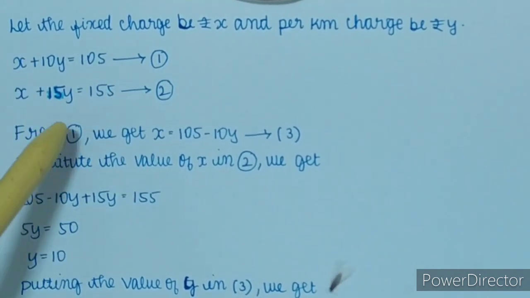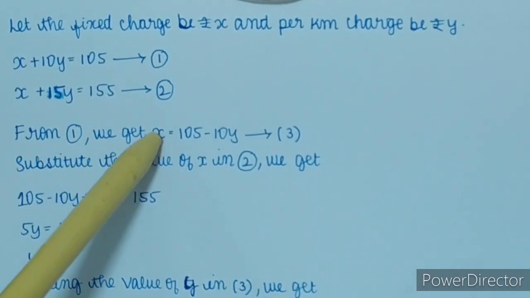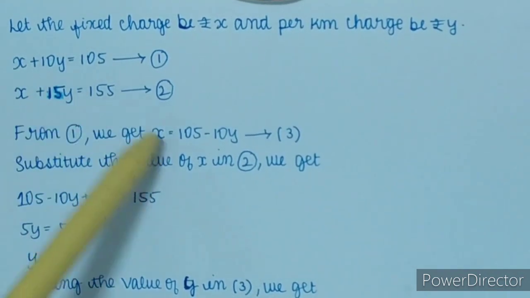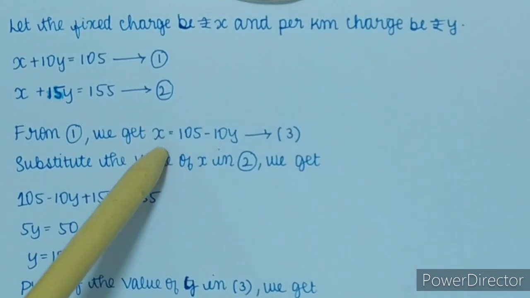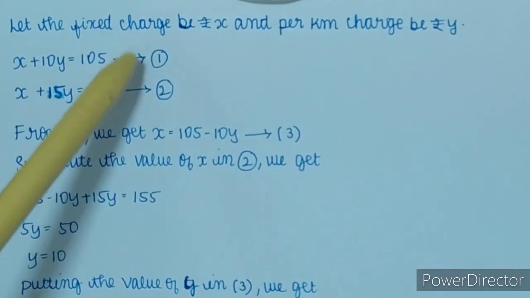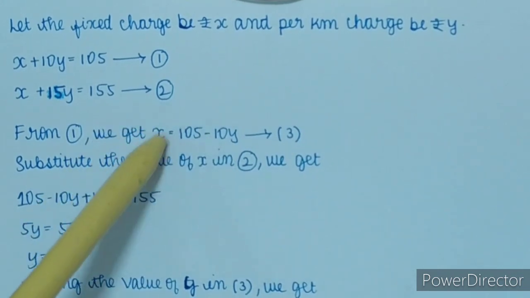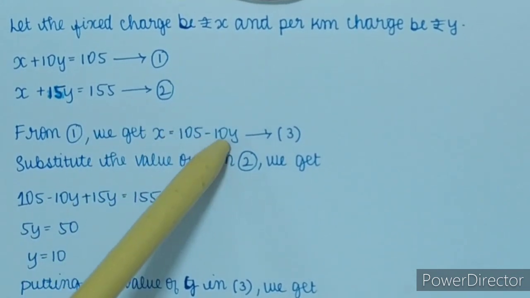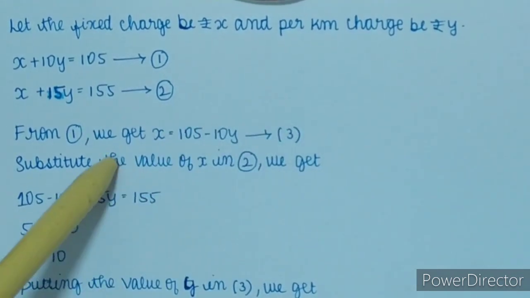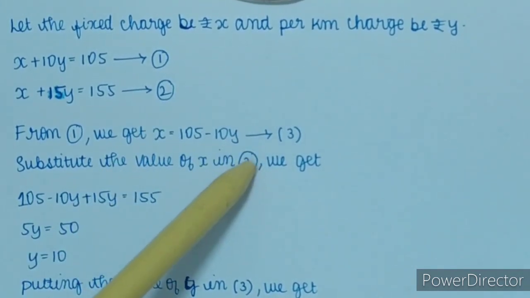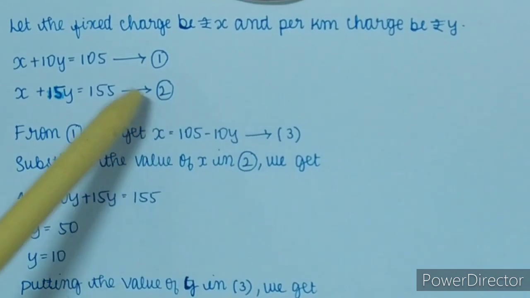Now from 1, we need to get either the x value or the y value. So now I am getting the x value. Here we get x is equal to, with 105 on the other side and plus 10y going to the other side as minus 10y. Therefore we get x is equal to 105 minus 10y. This is the third equation. Now we need to substitute this value of x in the second equation.